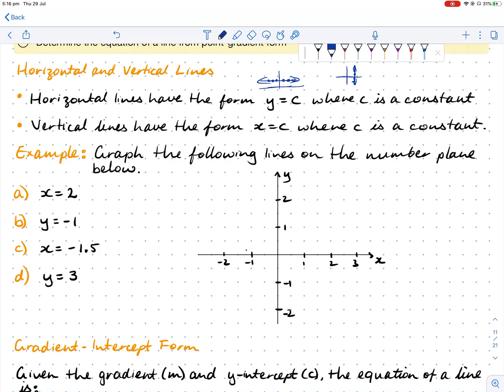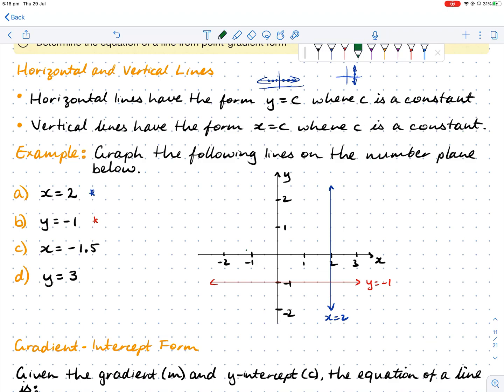The first one, we're looking at x equals 2. So that's going to be a vertical line passing through 2. So basically, we can just draw in a vertical line here and label it x equals 2. When we're looking at y equals -1, then we want a horizontal line passing through -1. So it's going to be a line passing through like so. I will label it y equals -1.